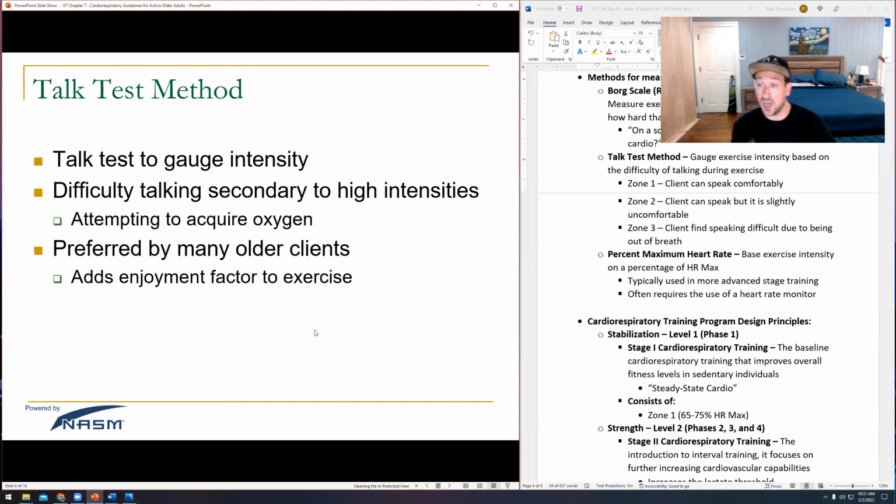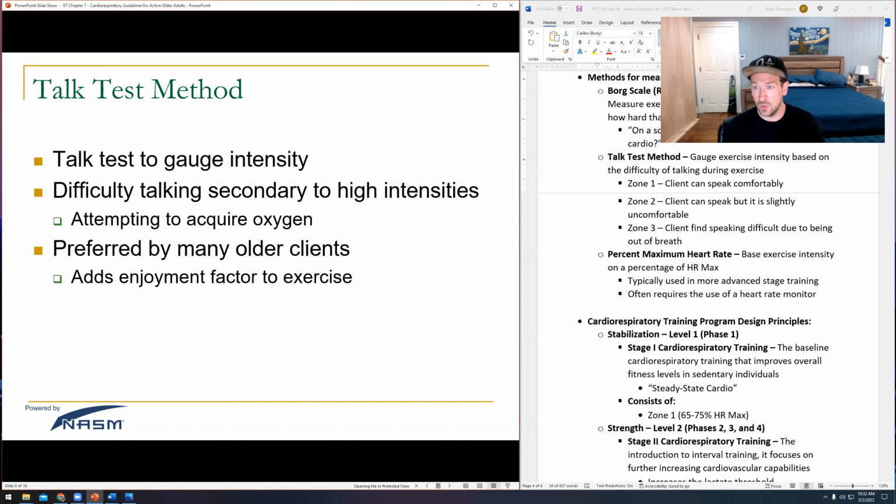We can also use the talk test method. So if we're breaking things into jog, run, sprint, or walk, run, sprint, or run, 1, 2, 3, right? If we're basing it on like a zone 1 situation, your client should be able to speak pretty comfortably. That's like a walking or a jogging pace, right? It's not high intensity. It's pretty gentle.